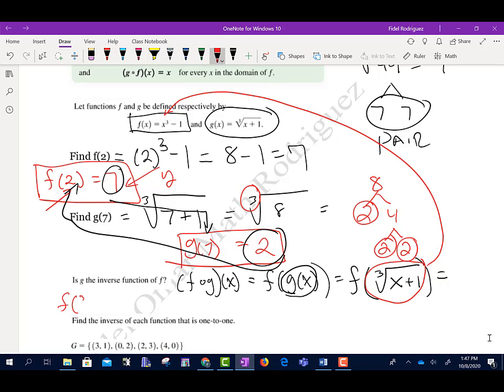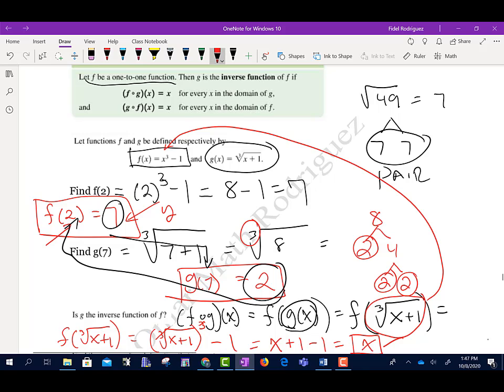So f of the cubic root of x plus 1 is going to be equal to the cubic root of x plus 1 to the third minus 1. Well, this cube and that cube root are going to cancel each other out. That's going to leave me with x plus 1 minus 1, which leaves me with x. And so they appear to be inverse functions of each other. Okay. If I end up with x, which is what we had right there.